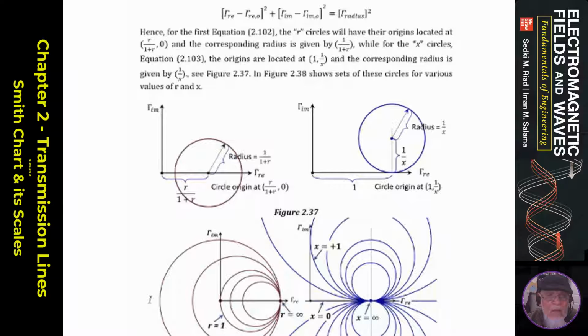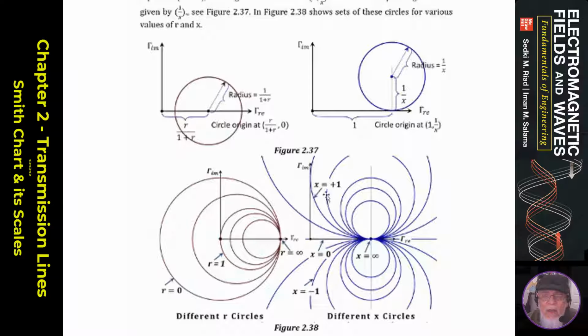All right. Likewise, we can do the same thing for different x values. Here they are. These are all different x values. X being the reactance is going to be expected to be either positive or negative, and therefore you can have circles on top and circles on the bottom. The circles on top will have positive x's, and the circles on the bottom will have negative x's.